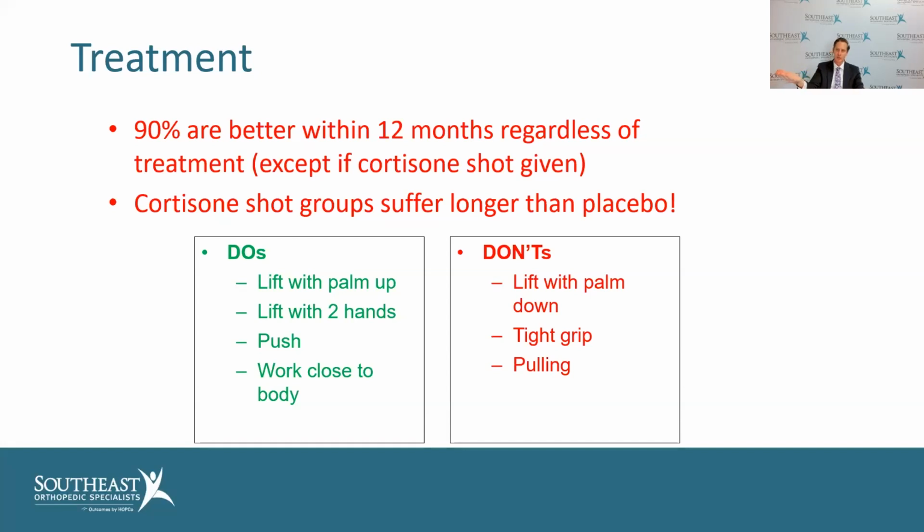So if you have to use the right side or your affected side to lift, what you want to do is do that in a palm up direction. Try to share that load with two hands. Pushing is better than pulling, and keeping the elbow in closer to the body. So lifting palm up, elbow near the body is going to be way more effective and way less painful than lifting palm down and far away from the body.